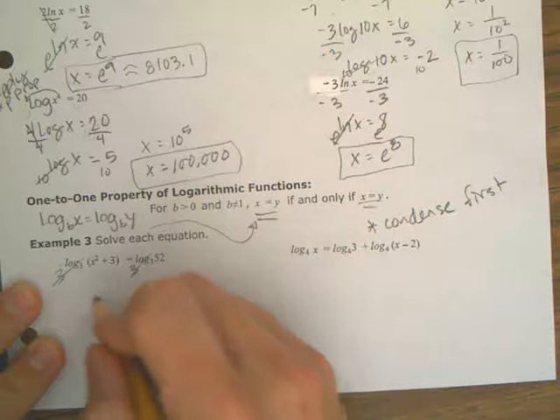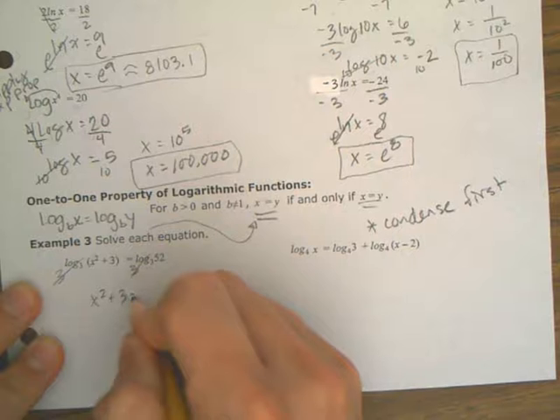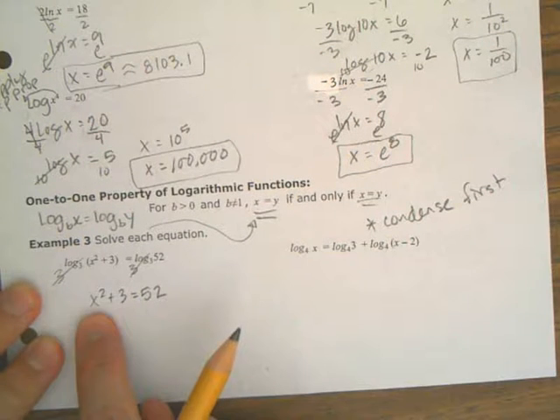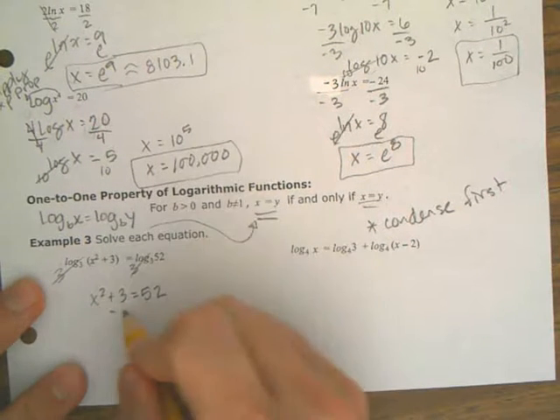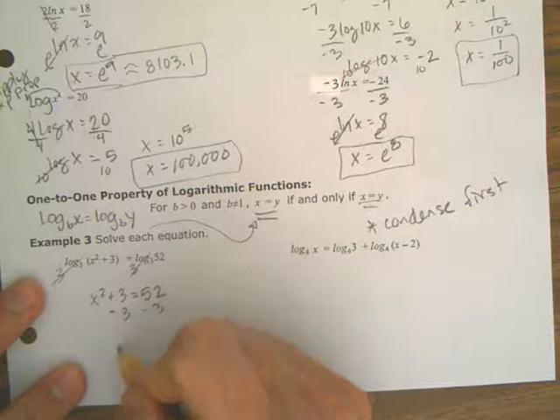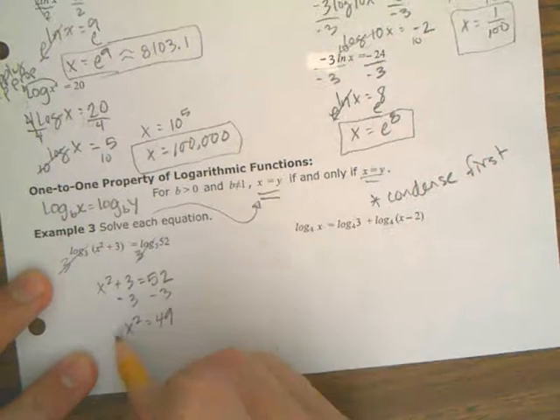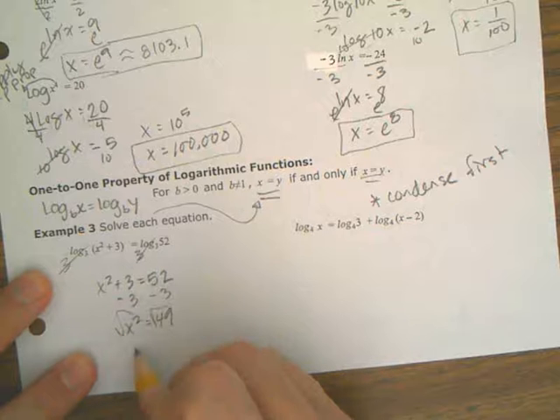Yeah? Because it's a single x squared equation, we can just solve by using square roots. So x squared equals 52 minus 3 is 49. Nice. Square root. x equals, don't forget your plus or minus, 7. Now, plug them back in.